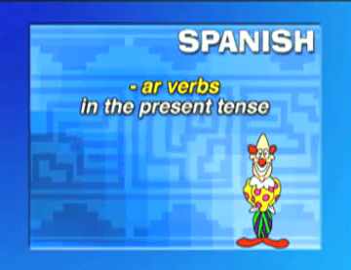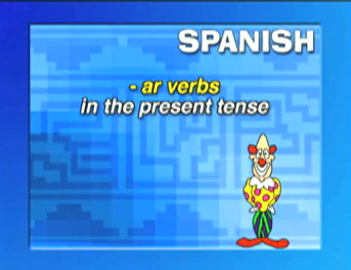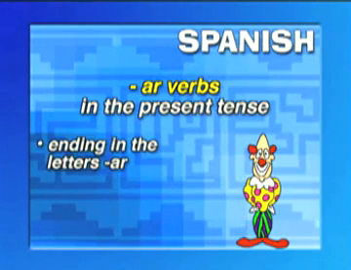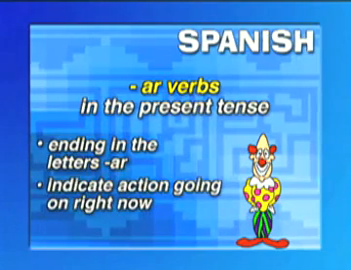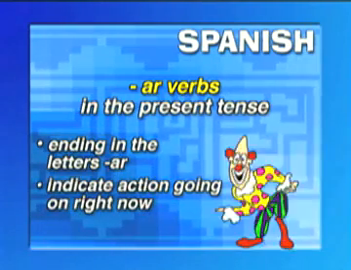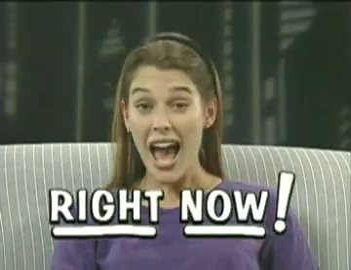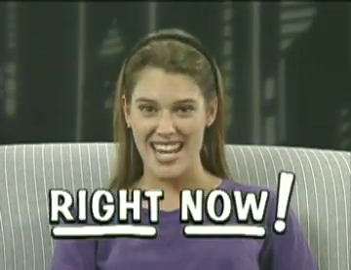Okay, let's get started. Don't get too wound up about this whole verb thing. Regular, predictable verbs are easy to deal with. Let's start with these two obvious points about AR verbs in the present tense. AR verbs are verbs that end in the letters AR, and present tense verbs indicate action that's going on right now. Do you hear that? Action that's going on right now.